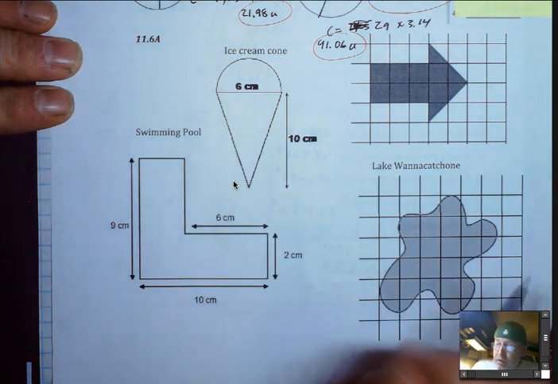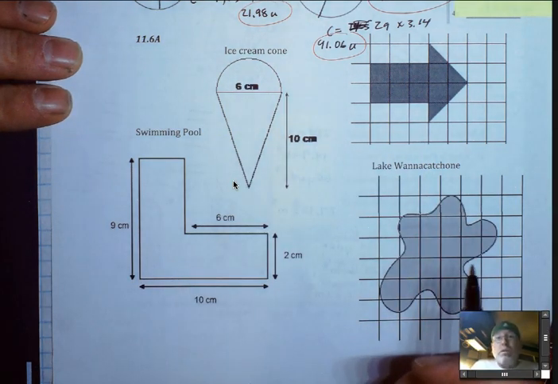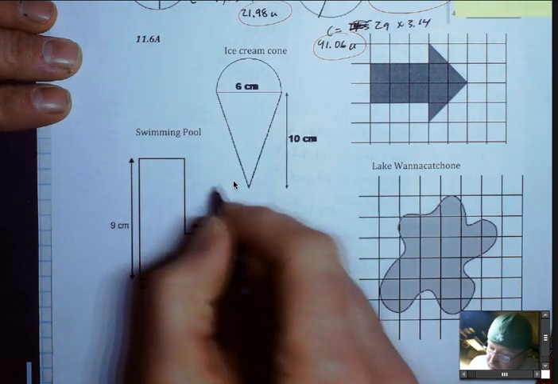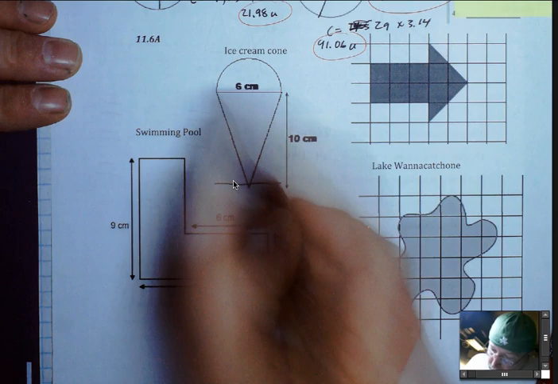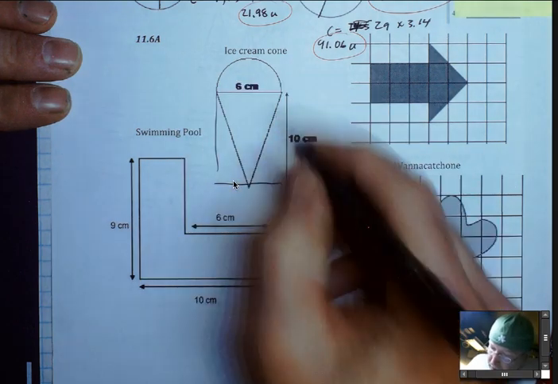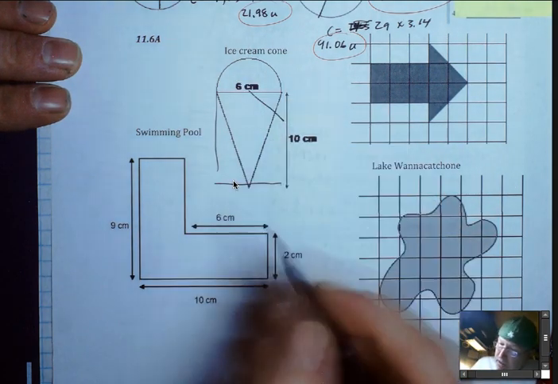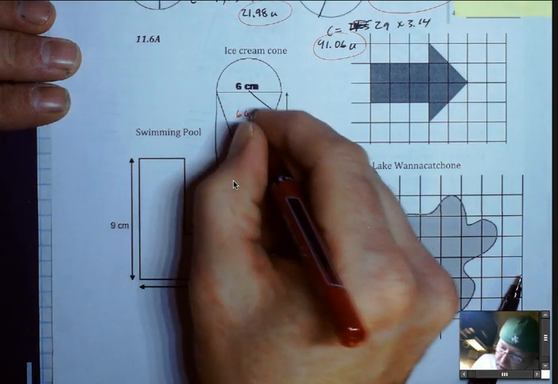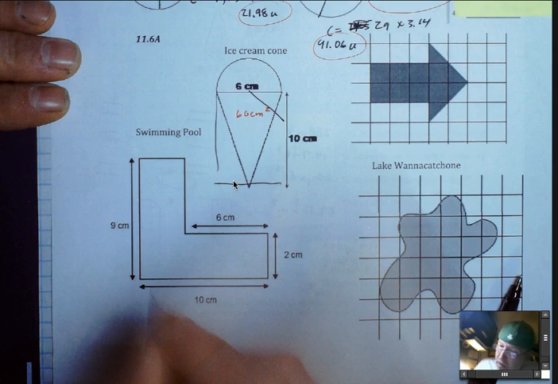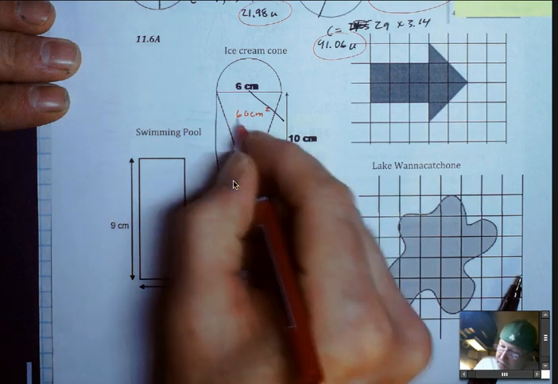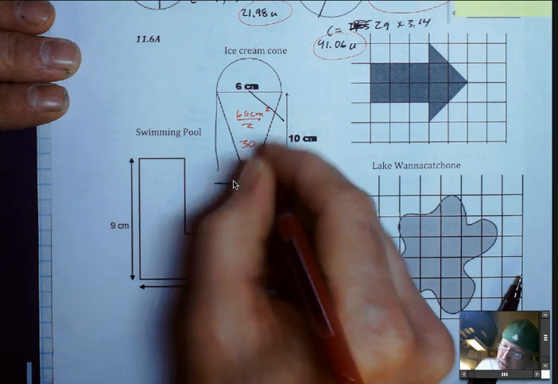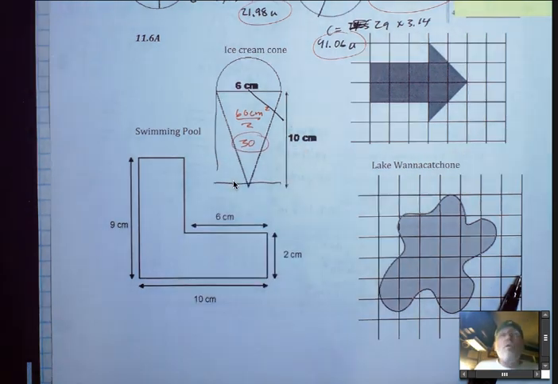Here are all the figures, but we have to find the area of these shapes. So let's just get going with it. Well, this guy here, if I find the bottom of this triangle, this area here would be 10 times 6. So this area here would be 60 centimeters squared, but the triangle is only half of that, so you have to divide it by 2, which gives you 30 centimeters. Okay, don't forget to divide by 2.